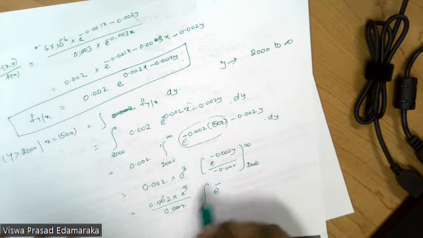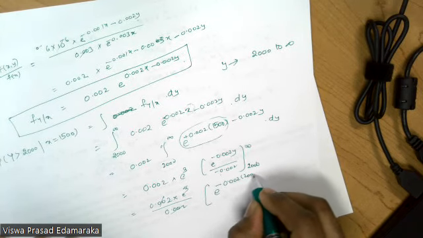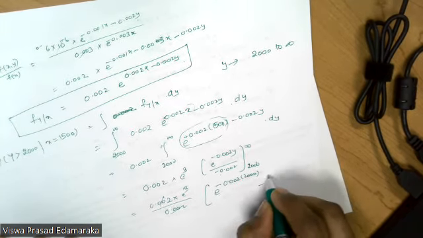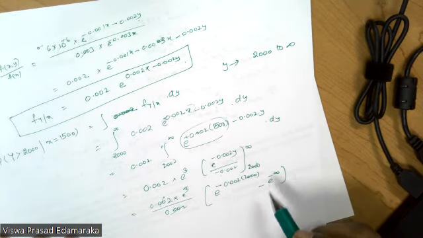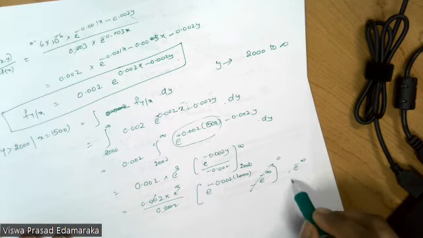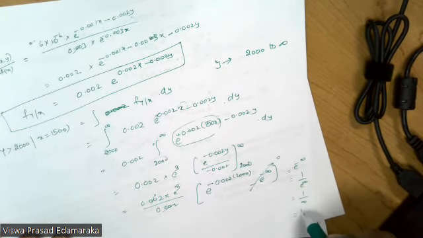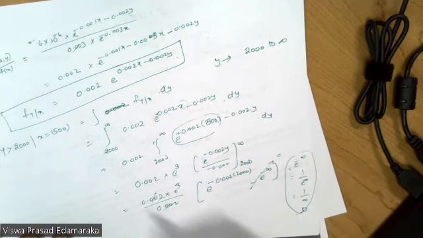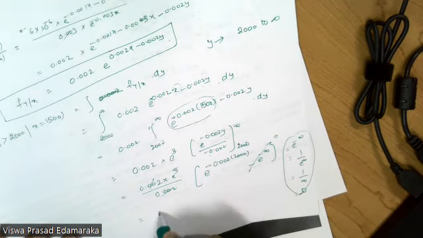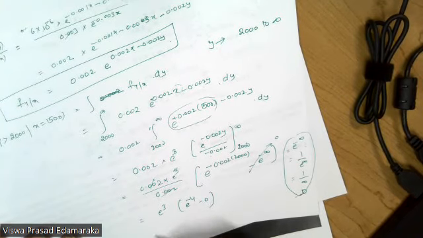This is minus, so minus upper limit, lower limit: 0.002 times 2000 minus e power of minus infinity. So this is 0. How? E power of minus infinity is equal to 1 by e power of infinity. 1 by e power of infinity is 1 by infinity, which is 0. So this is 0. You'll get e power of 3 into e power of minus 4 minus 0. So e power of minus 1, that is the answer, 0.367.